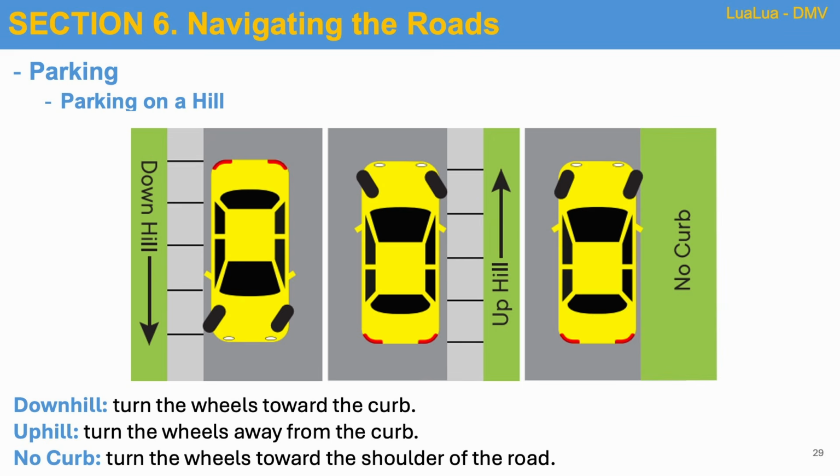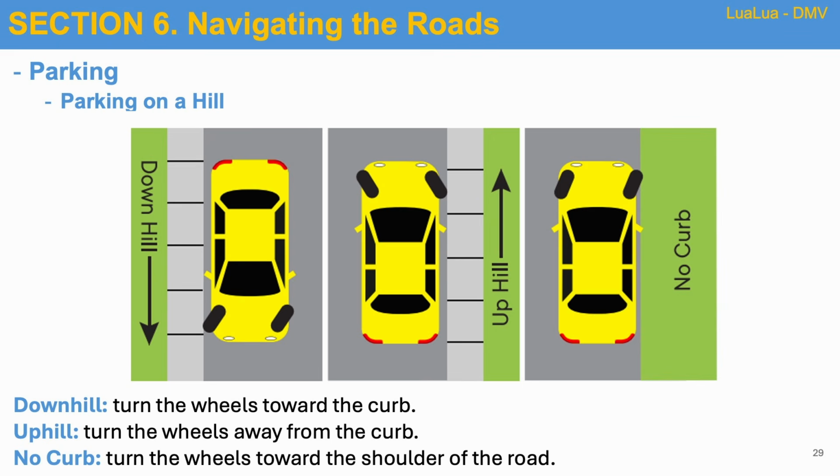Headed downhill, turn your front wheels into the curb or right toward the side of the road. Headed uphill, turn your front wheels away from the curb, left towards the center of the road, and let your vehicle roll back a few inches. The wheel should gently touch the curb.